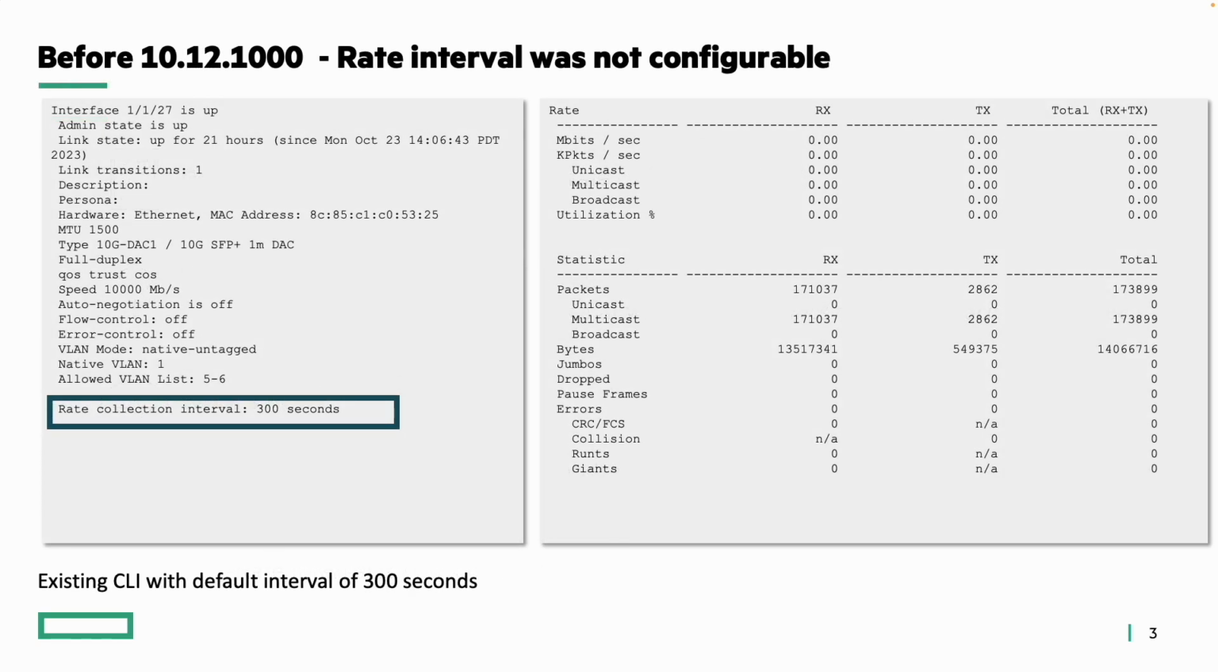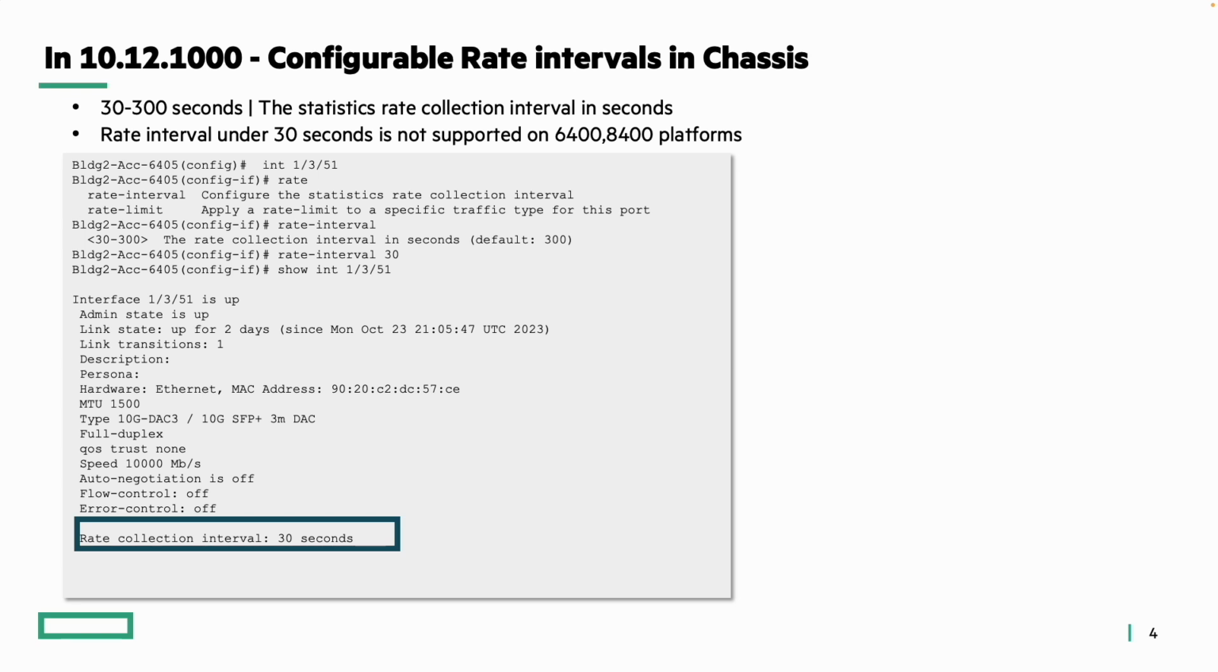So before 10.12, the rate interval was not configurable. We had the default rate collection interval of 300 seconds, and this command sets the time interval to calculate the interface rates. So from 10.12, the rate intervals are now configurable.